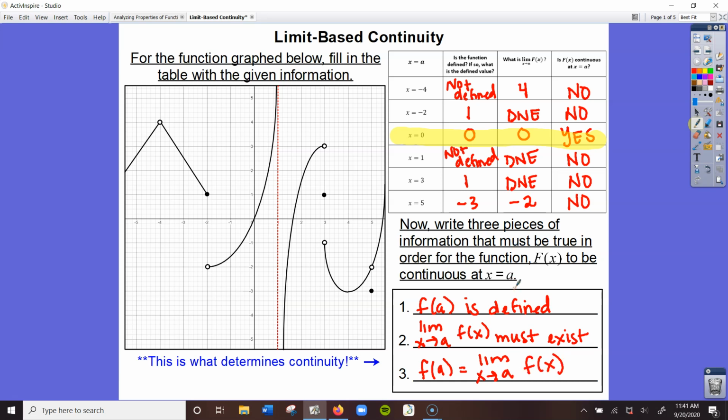So whenever we're determining continuity, we have to check off these three conditions. If it fails the first condition, you don't have to continue, but you would say the function is not continuous because f of a is not defined, or you can say the function is not continuous because the limit does not exist, or the final one, the function is not continuous because f of a does not equal the limit as x is approaching a of f of x. But if it is continuous, you would just state the function is continuous at x is equal to a because f of a equals the limit as x approaching a of f of x.